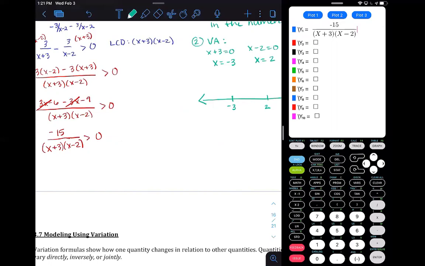Okay. If you have an older calculator and you're using your parentheses with your division, make sure you're using parentheses around that whole denominator. So you should have negative 15 divided by parenthesis, parenthesis x plus 3, close parenthesis, open x minus 2. And then we can look at our graph.